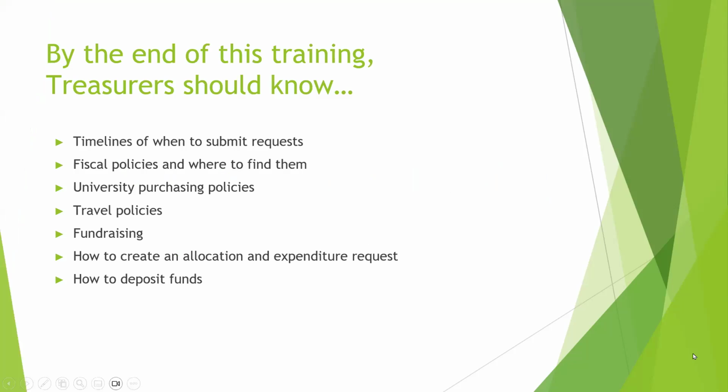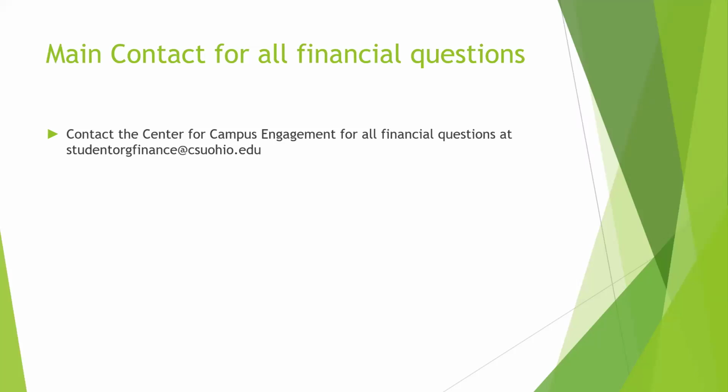By the end of this training, you should know the following. You should have a good understanding about timelines and when you should be submitting things. We'll cover fiscal policies and where you can find those, university purchasing policies, travel policies. We will talk a little bit about fundraising, and then how to create an allocation and expenditure request, as well as how to deposit funds.